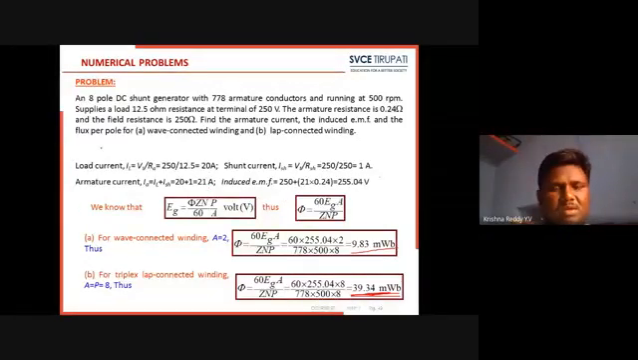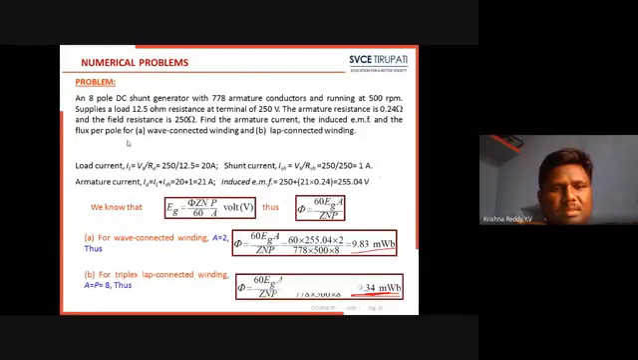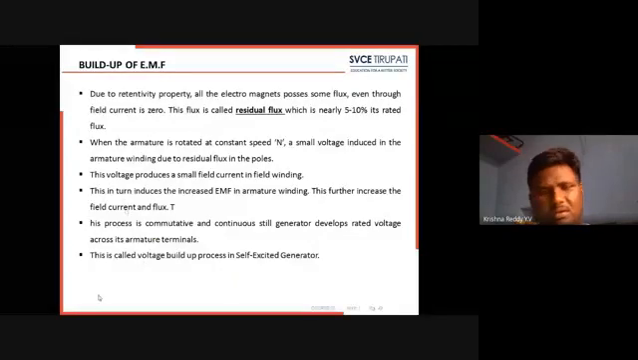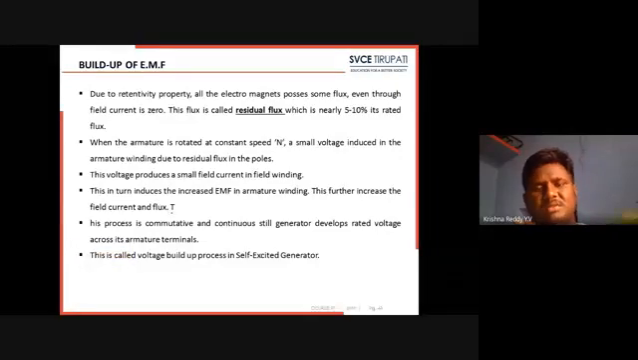These are the problems mostly asked in your external examination also. Either they are asking about short shunt generator or long shunt generator. Based upon those two generators only, they are asking mostly problems. If you have any doubts in solving the problems, ask me.